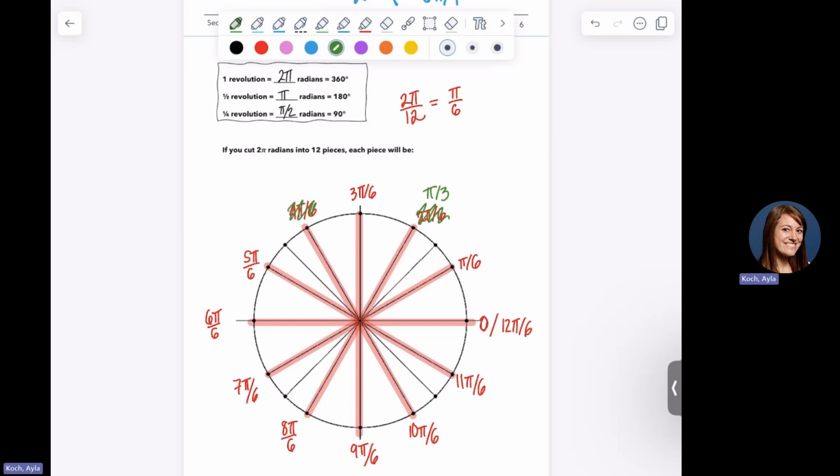4 pi over 6 simplifies down to 2 pi over 3. 6 pi over 6, that's pi. 8 pi over 6 is really 4 pi over 3. 9 pi over 6 is 3 pi over 2. 10 pi over 6 is not 8, it's 5 pi over 3. And 12 pi over 6 is 2 pi.